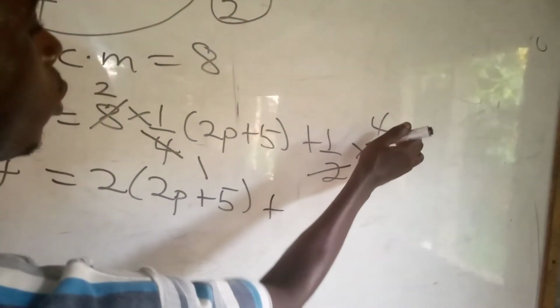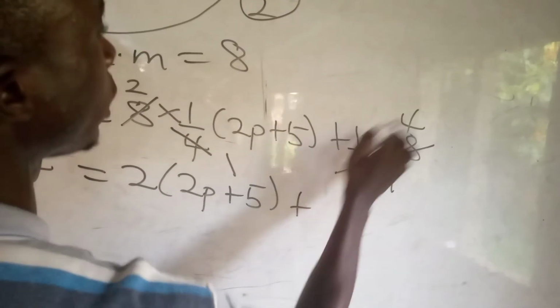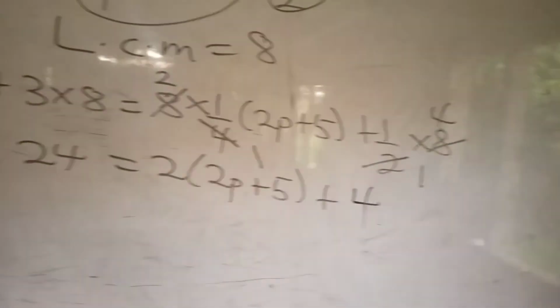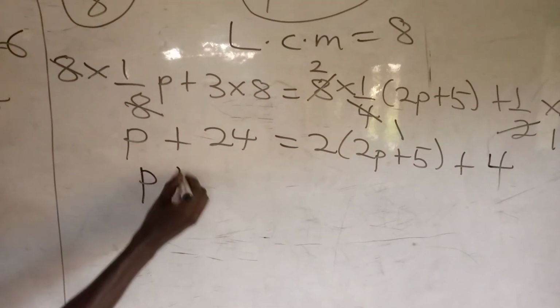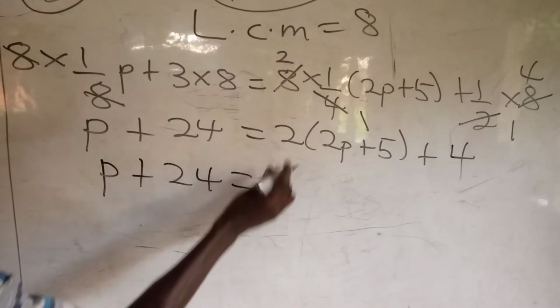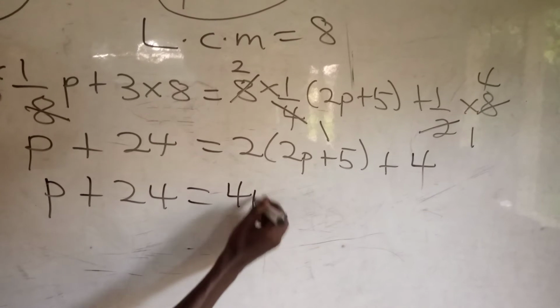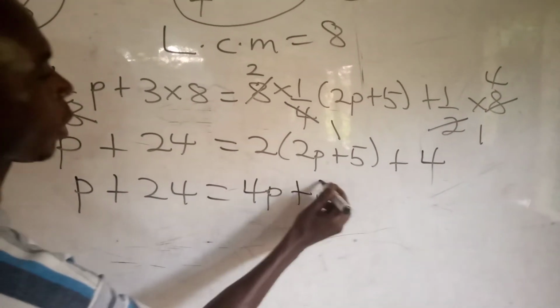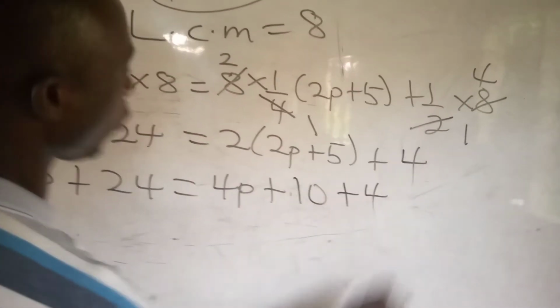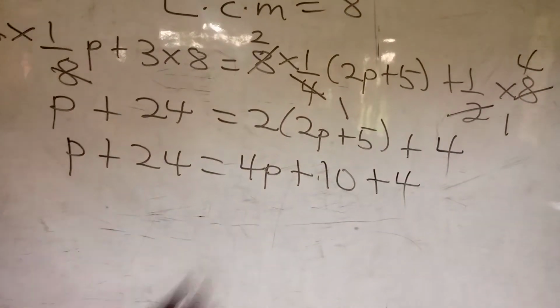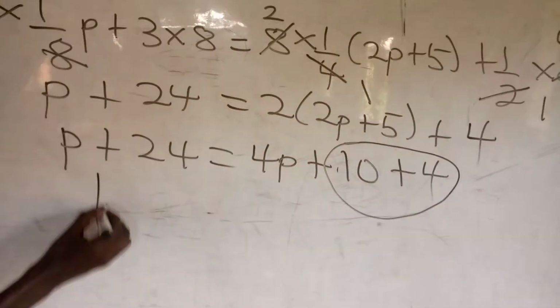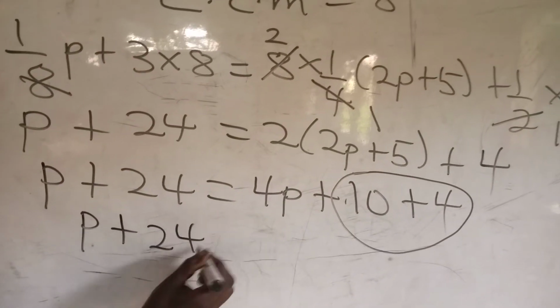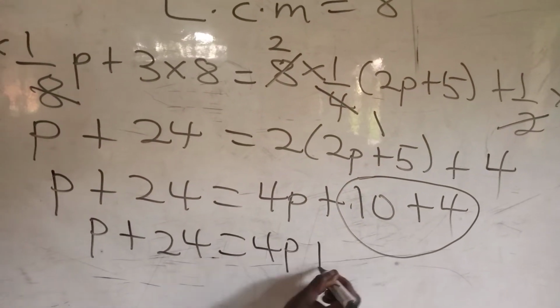2 goes here 1, 2 goes here 4. So 1 times 4, we have what? 4. So you remove your brackets. p plus 24 is equal to 2 times 2p, we have 4p, plus 2 times 5 is what? 10, plus 4. And once we have this, you see we can add these because they are like terms. So p plus 24 is equal to 4p plus 14.